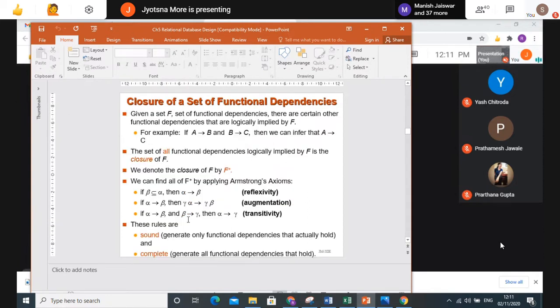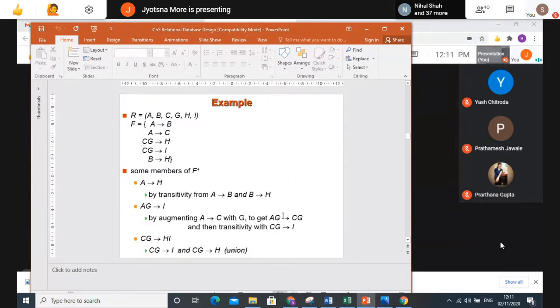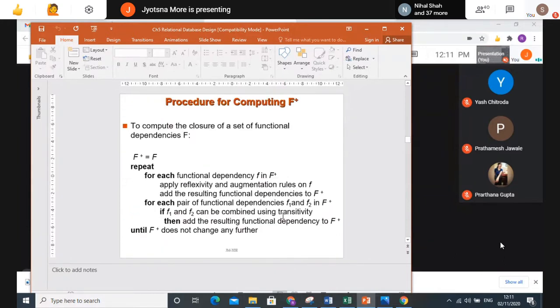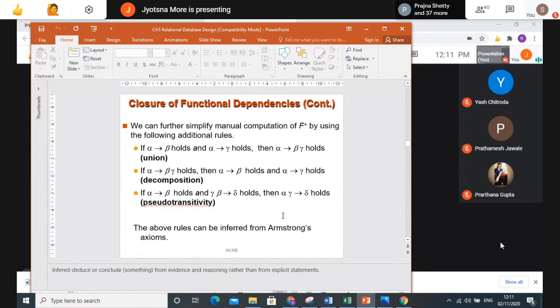Then closure set of functional dependency: all possible functional dependencies for that particular relation or schema which is given are known as the closure of functional dependency. We have seen different rules or formulas which you can use to find the closure of functional dependency. One example we solved, we have seen the procedure, or we can say algorithm, to find the functional dependency. Then for closure of functional dependency, we have seen a few more rules or formulas.